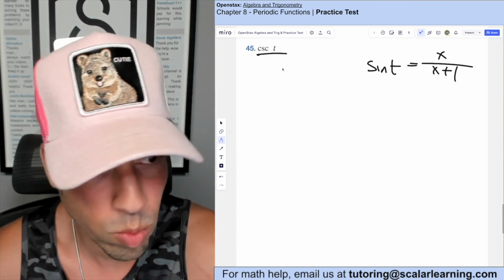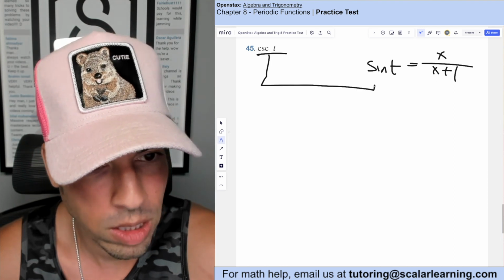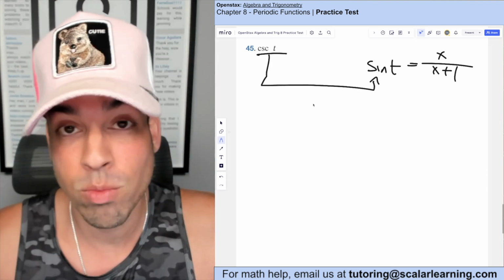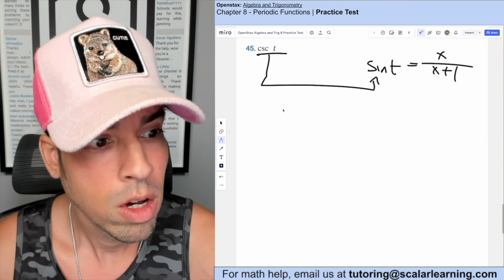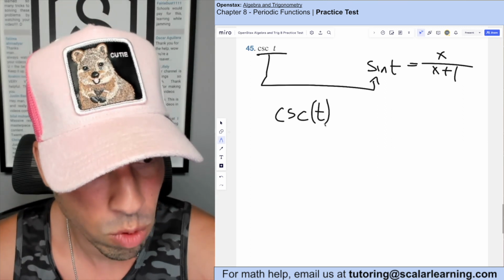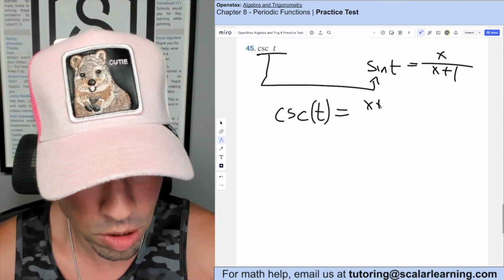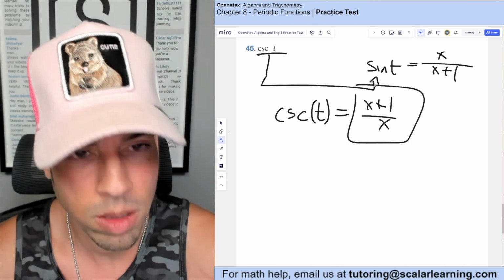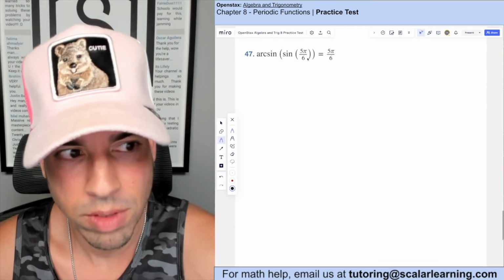Boom, done. So for this one, we're meant to find cosecant of t, knowing that sine of t is equal to x over x plus 1. And the relationship between these two is that they're inverses, aka reciprocals of each other. So cosecant of t, therefore, would be the reciprocal of this, which is x plus 1 over x.